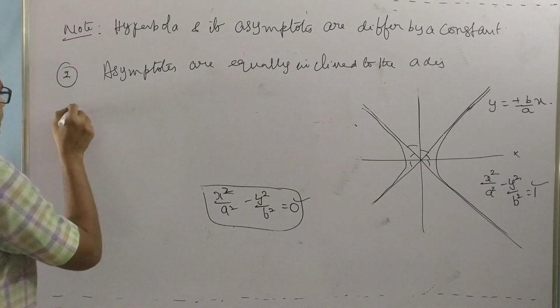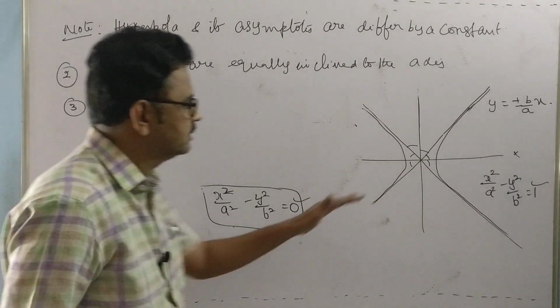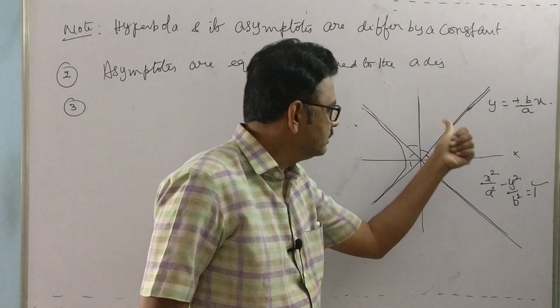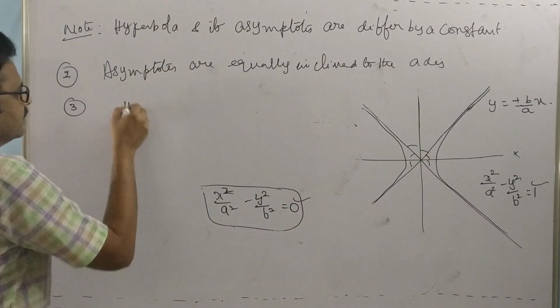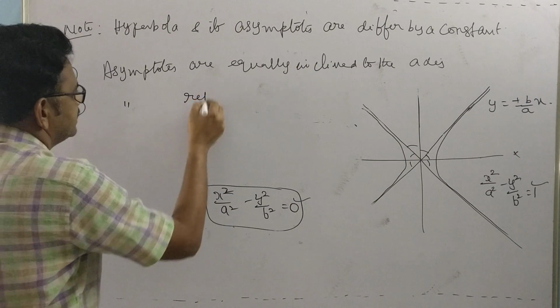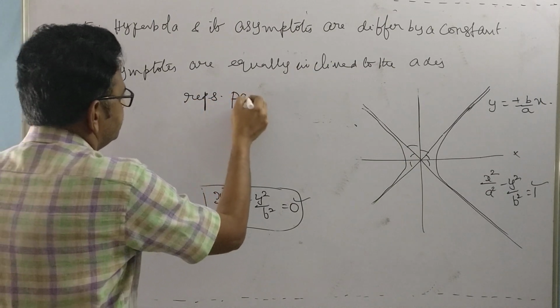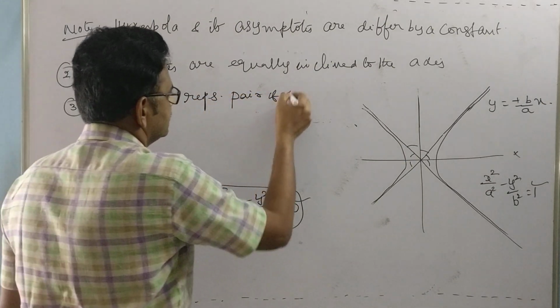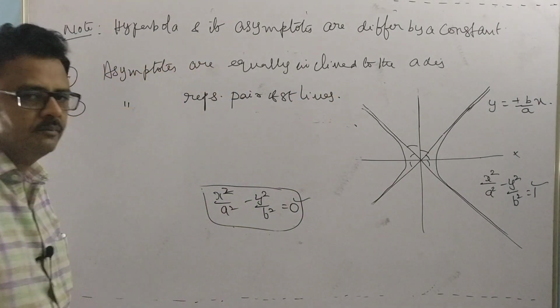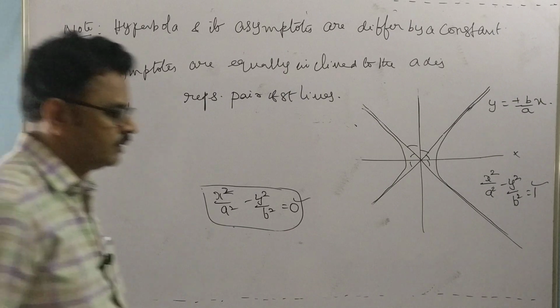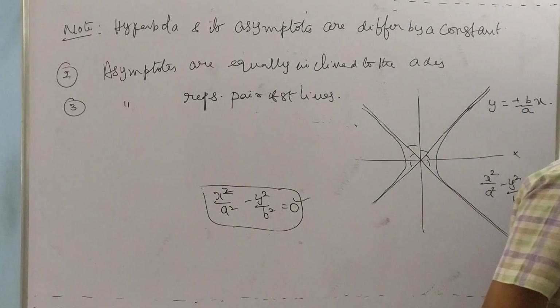Next one, asymptotes are nothing but a pair of lines. Asymptotes represent a pair of straight lines.